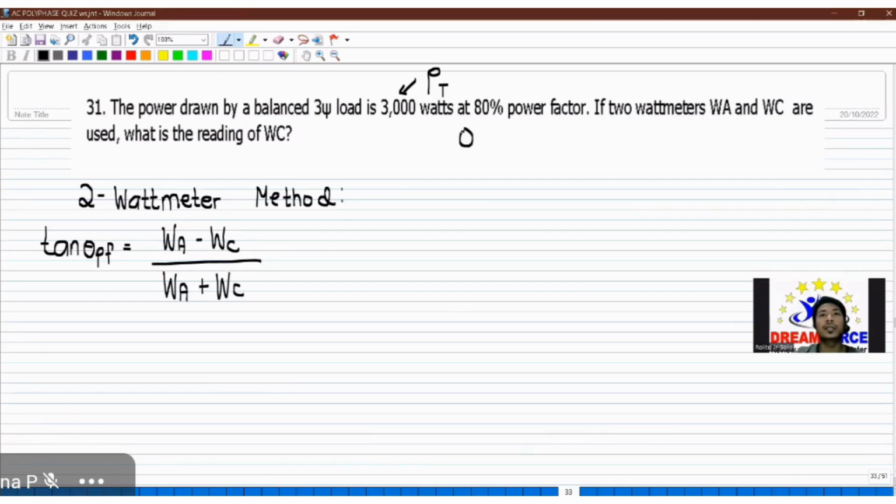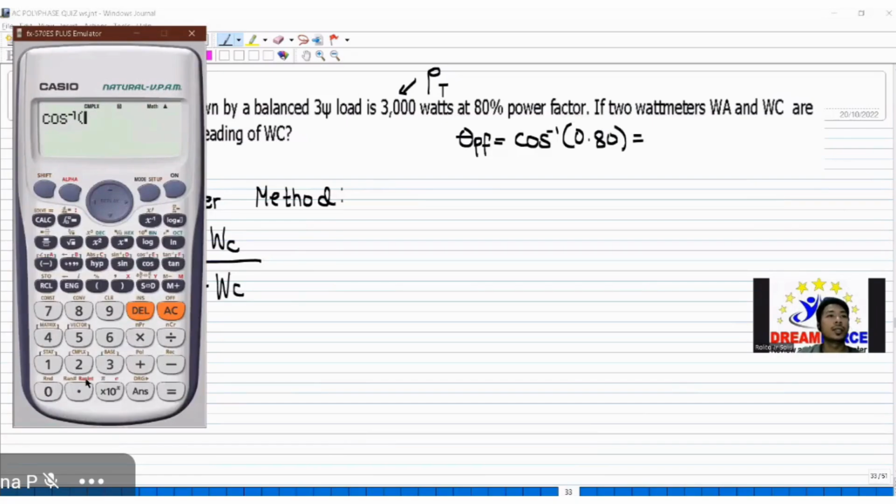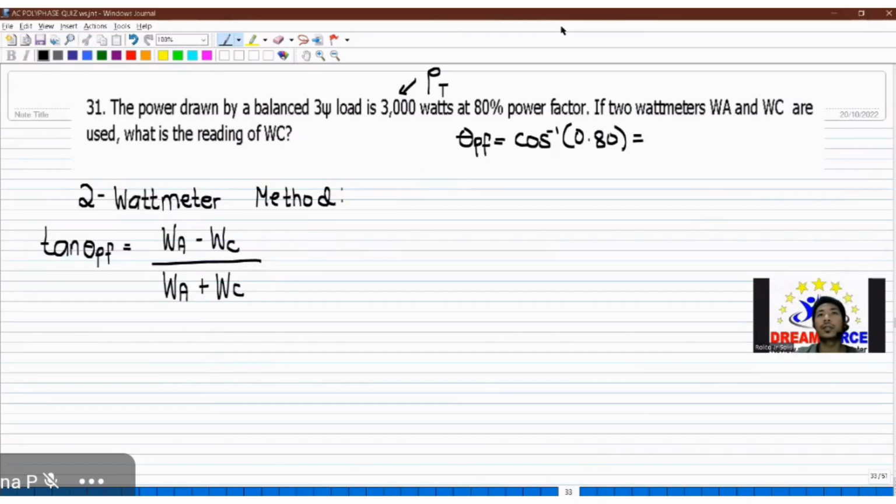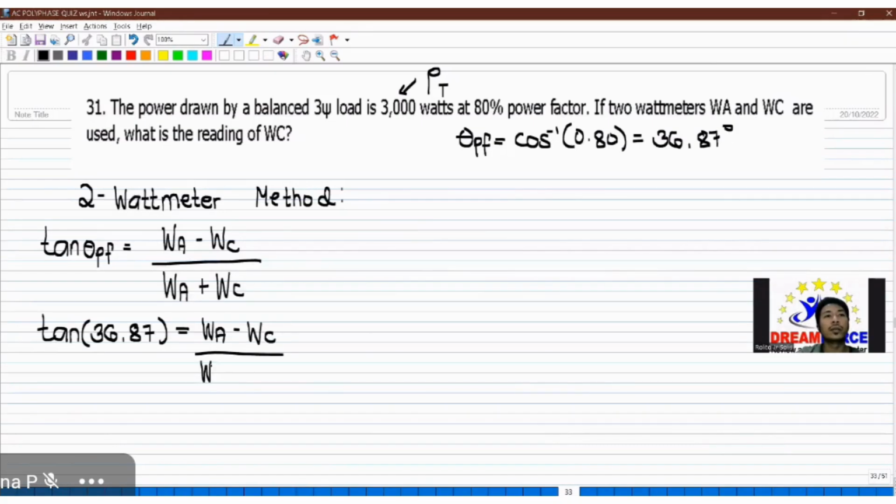Kunin muna natin si angle of your power factor. That is just the inverse cosine of your power factor. So inverse cosine ni 0.80, I think 36.87. Tama, so that is 36.87 degrees. From that, we have the tangent of 36.87, and this is equivalent to, wala tayong binigay na wattmeter A. Therefore, gagawa tayo dito ng 2 equations with your 2 unknowns. So wattmeter A plus wattmeter C.